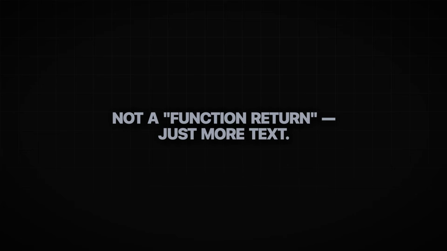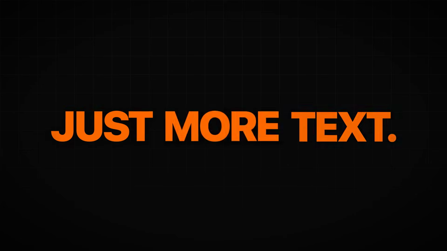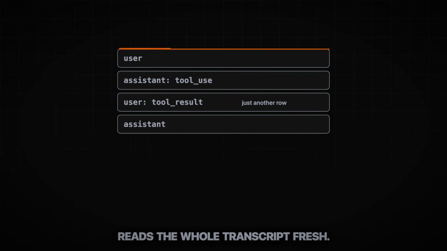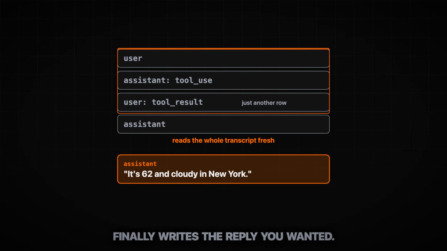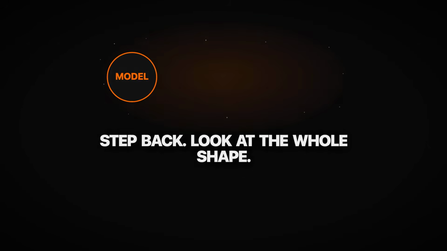Now the model runs again, and this is the quietly profound part. To the model, that weather result isn't special. It's not a function return. It's just more text in the conversation, sitting there like everything else. It reads the whole transcript fresh, sees the answer it asked for, and finally writes the reply you wanted. It's 62 and cloudy in New York. One round trip, complete.